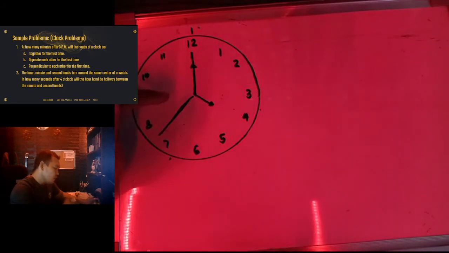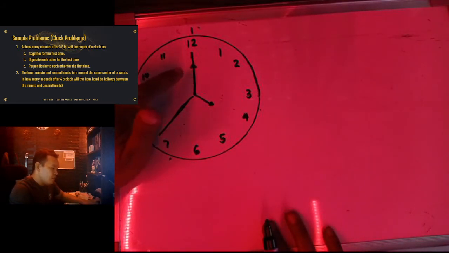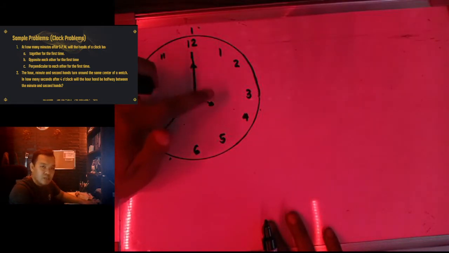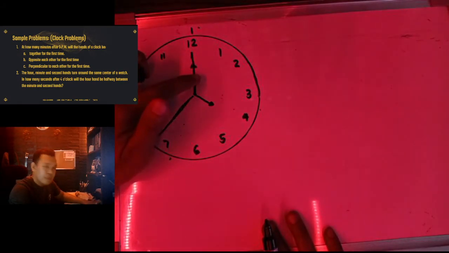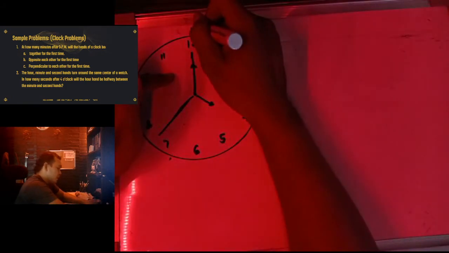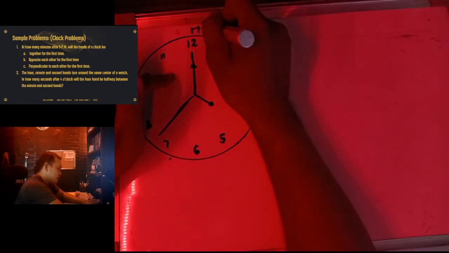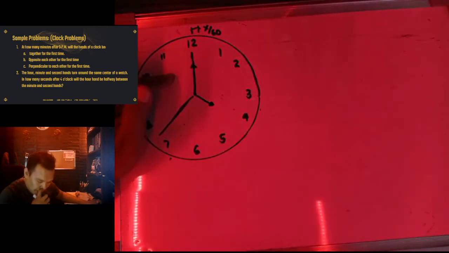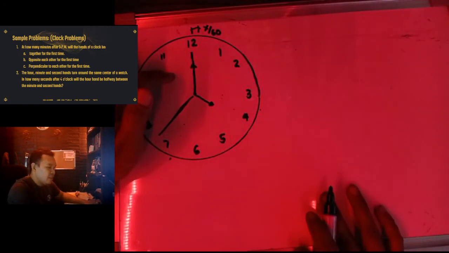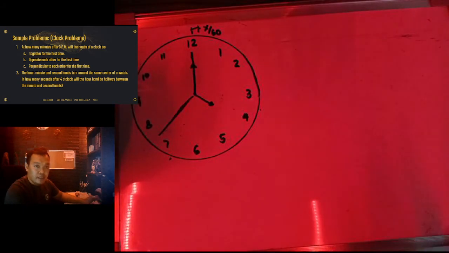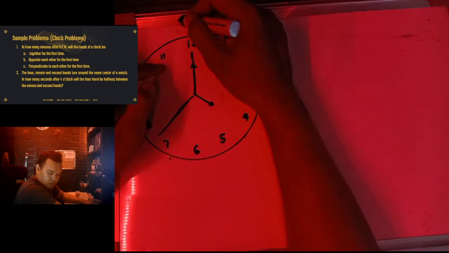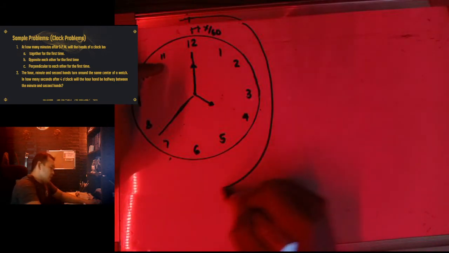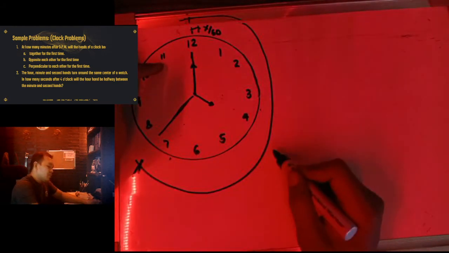So, yung galaw nung second hand natin is mas mabilis sa minute hand. So, nandito na si second hand, nandito pa rin yung minute hand natin. So, the movement of the minute hand will be x over 60. X over 60 siya. Then, yung galaw ng second hand natin, di ba, is x. So, ibig sabihin, from this point up to this point, ang ginalaw niya ay x.